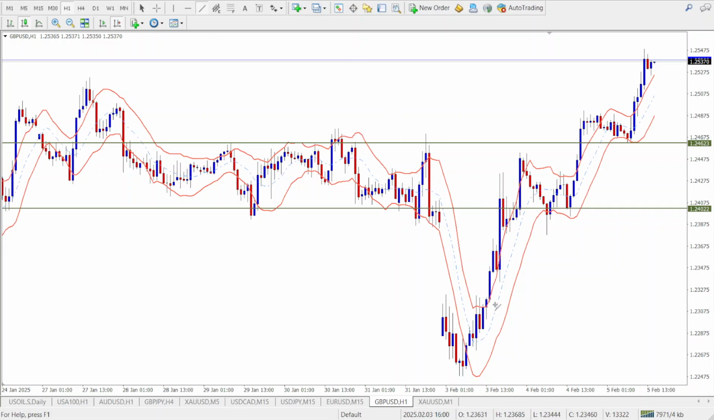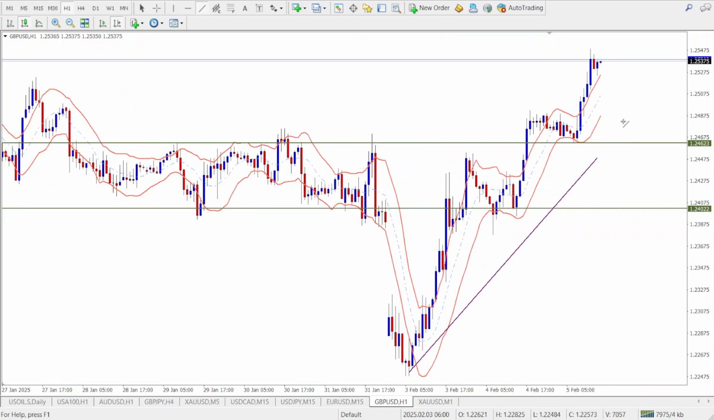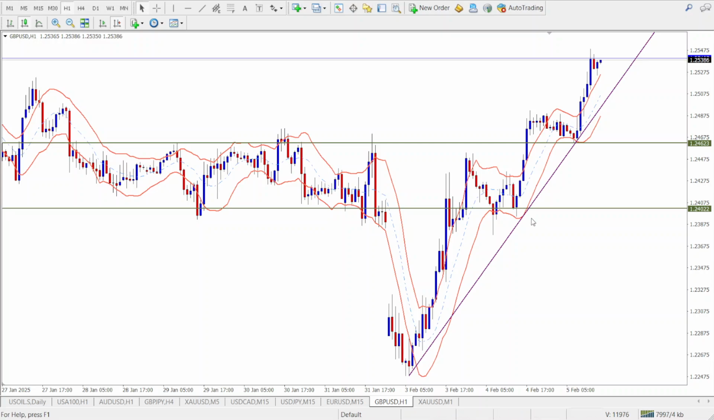Also use your trend lines. Okay? And then watch out for candlestick patterns also for better accuracy. Secondly, do not ignore market conditions. The Keltner channel works best in trending or volatile markets. In sideways or choppy markets, it may give false signals. So make sure you understand whether the market is trending or consolidating before applying the strategy.